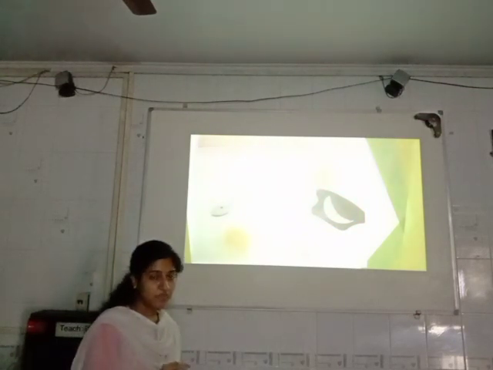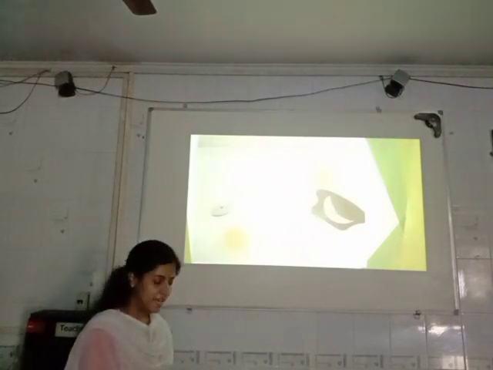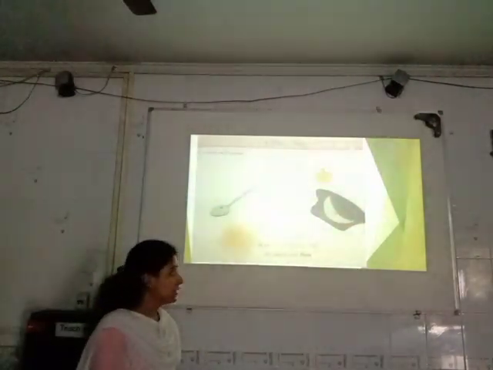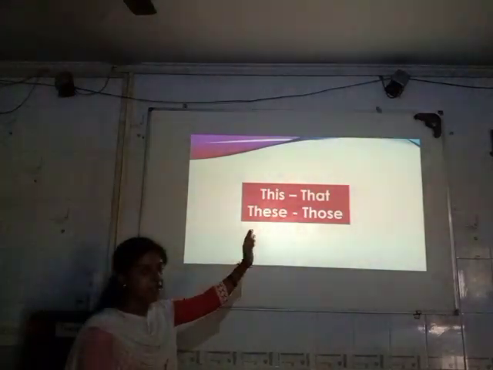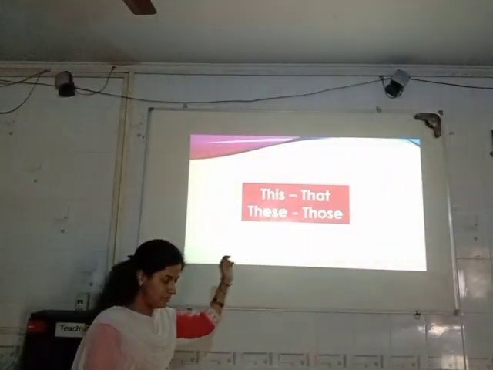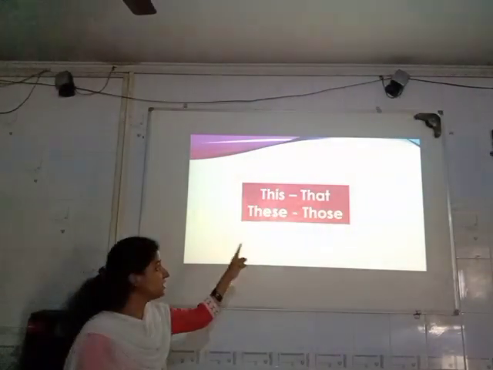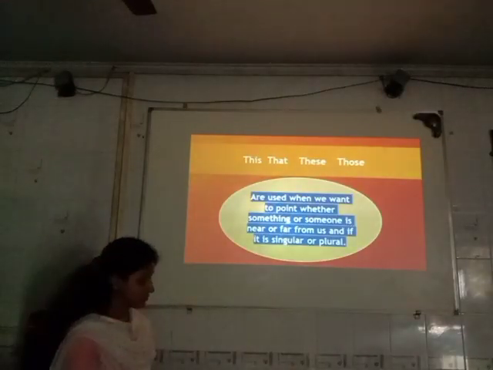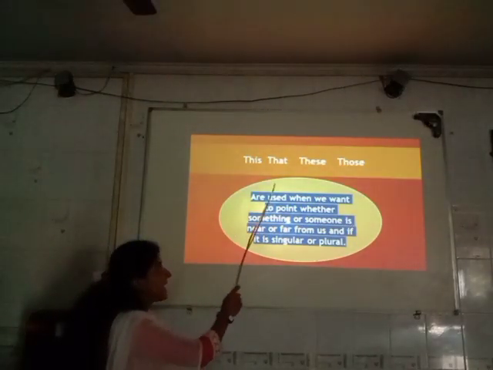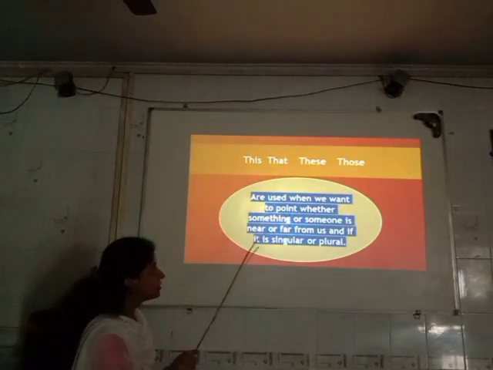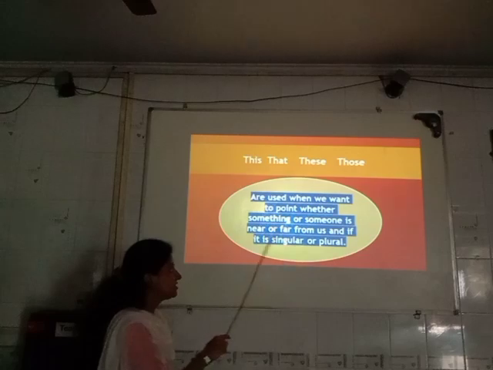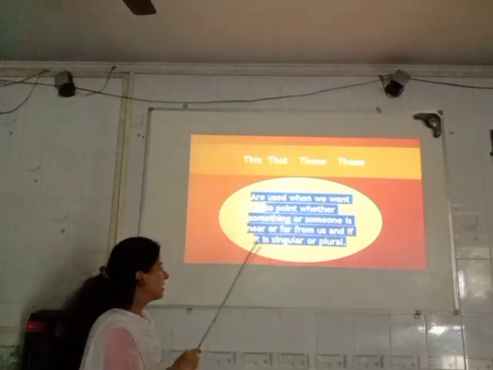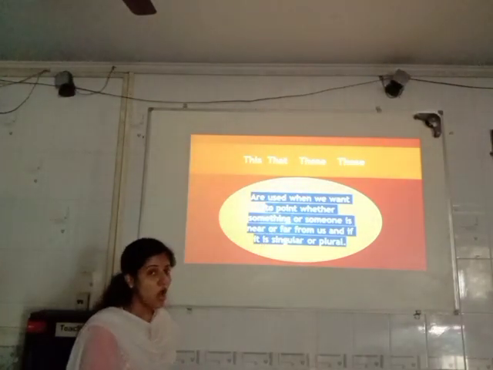So in this poem, we learn this and that. So depending on this, we learn our grammar topic. That name is this, that, these, and those. Now, we must see when we use this, that, these, and those. These are used when we want to point out whether something or someone is near or far from us and if it is singular or plural.